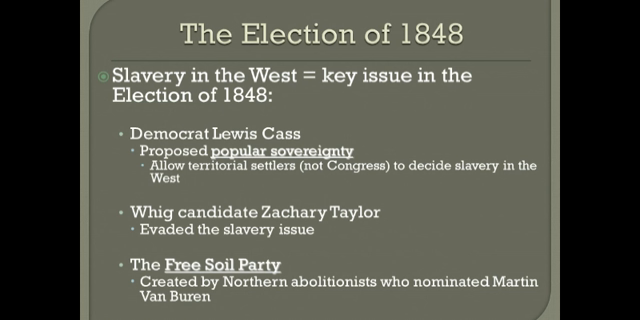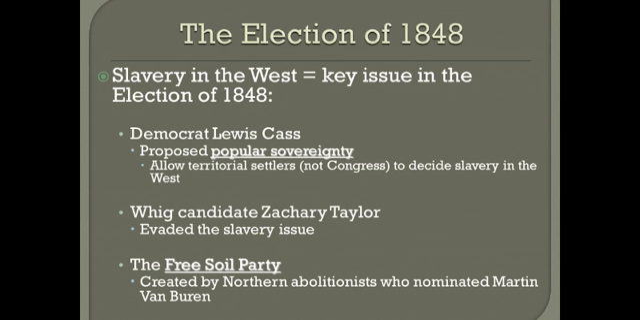So the election of 1848. Slavery was the key issue. Slavery in the West was the key issue in this election. You have this gentleman, a Democrat, Lewis Cass. He proposed this idea of popular sovereignty. This is very, very important, popular sovereignty. This would allow territorial settlers, not Congress, to decide if slavery would exist in those territories. So the residents of that territory would put together a constitution and vote and decide whether or not they would be slave or free. So that was one candidate.